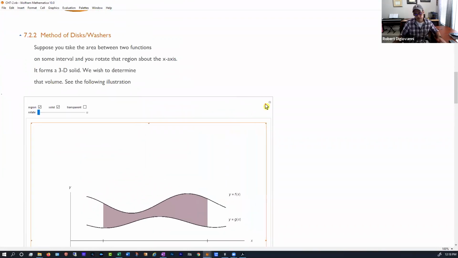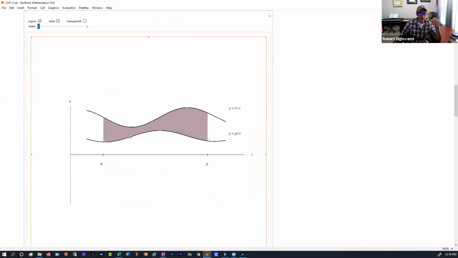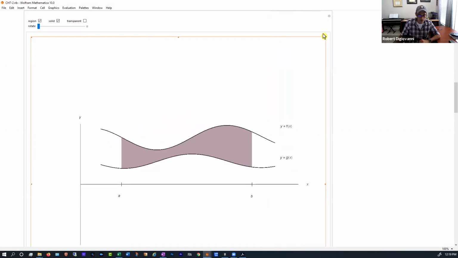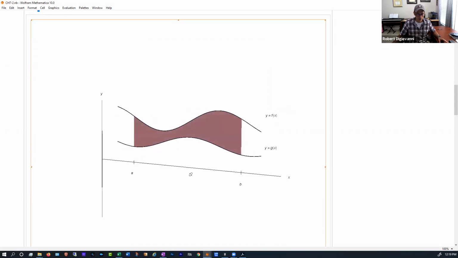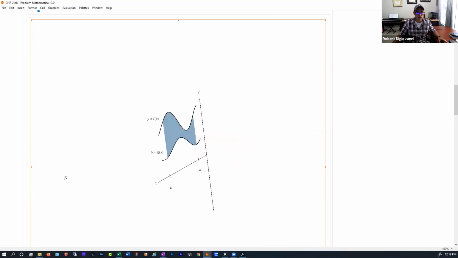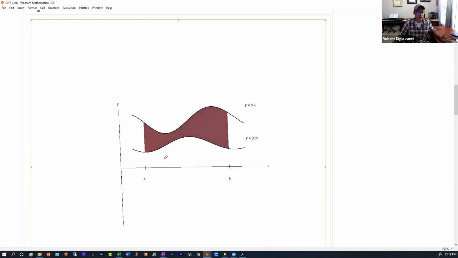Up to this point, we have been looking at two functions, functions of x or functions of y, and we've been talking about the area between those two functions. Now what I'd like for us to consider is what would happen if we imagine that this two-dimensional picture is now sitting in three-dimensional space. You see that?